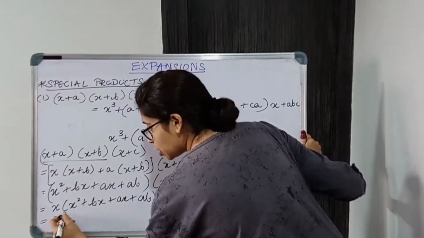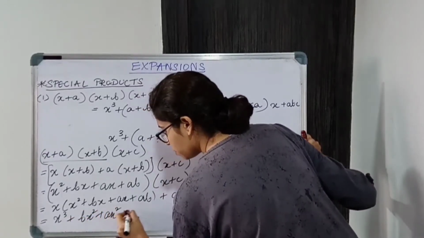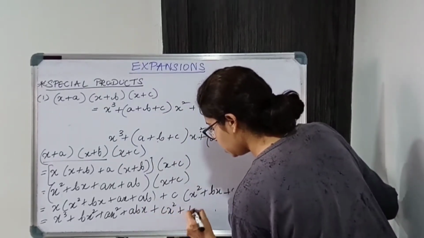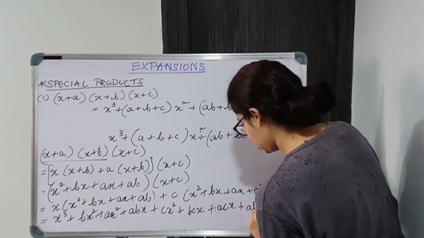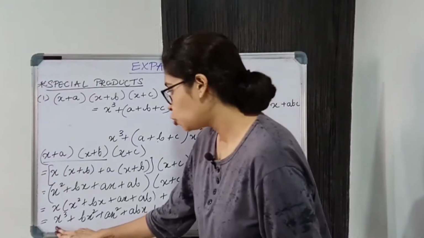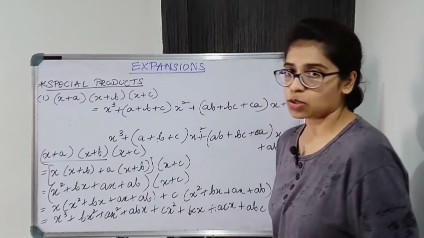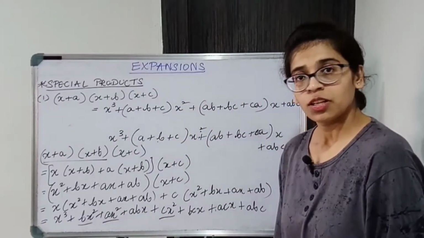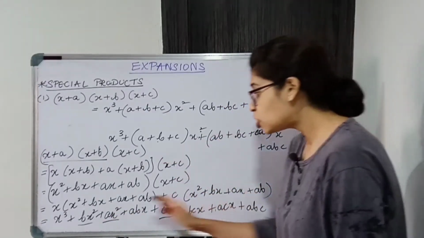This gives X cube plus BX square plus AX square plus ABX plus CX square plus BCX plus ACX plus ABC. Now students, we just have to rearrange the terms. There is X cube, there is BX square, AX square, CX square. So we'll take X square common from these three terms. So we get A plus B plus C into X square. We just rearrange the terms.